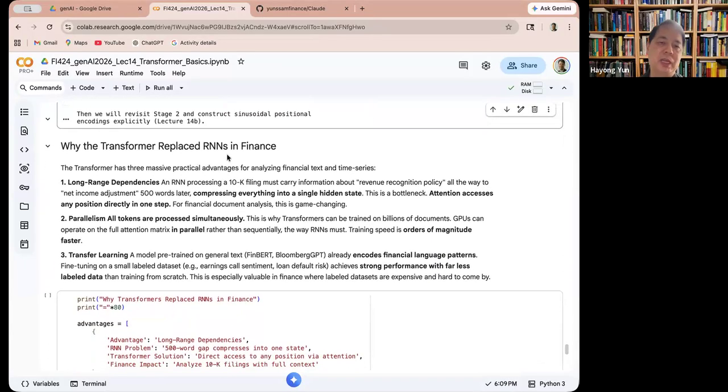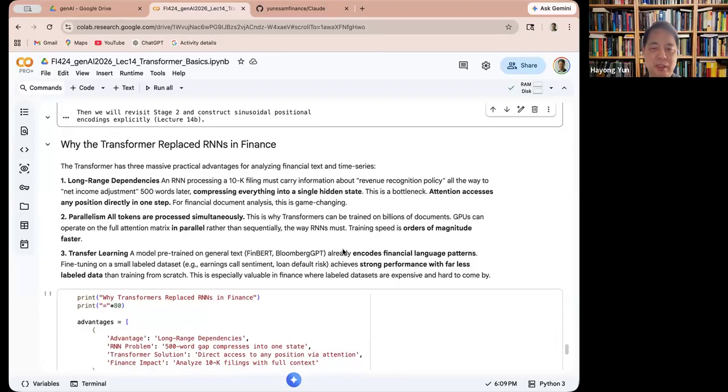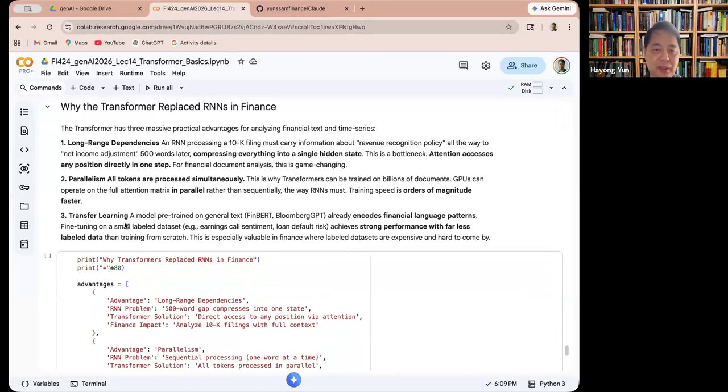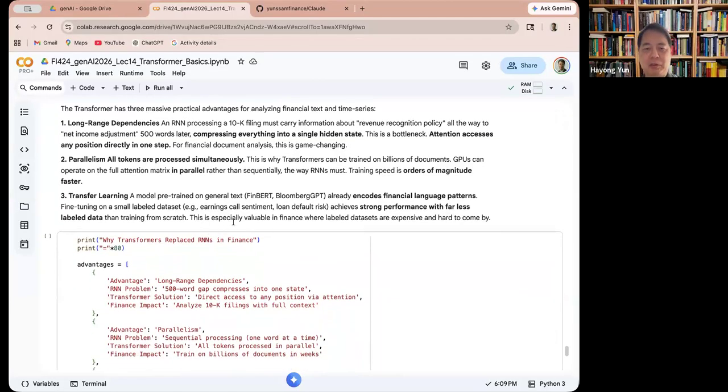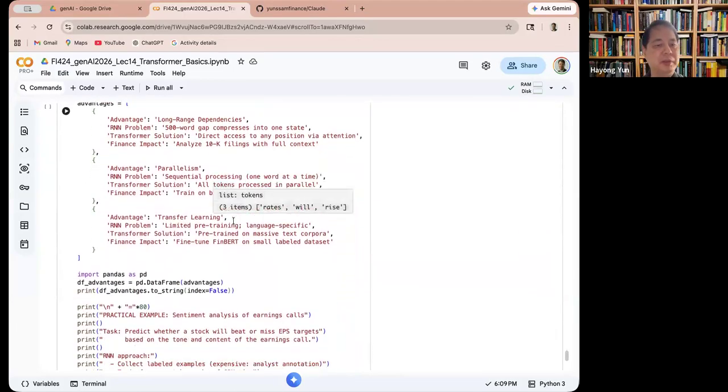Why did the transformer replace the RNN in finance? The long range dependency between words. A sentence could be long, and a distant word may be more importantly connected than the next word, and traditional NLP forgets about the order. This kind of thing was better. And all tokens are processed simultaneously. Then there's the transfer learning aspect, that you can transfer part of the trained network and bring it here.